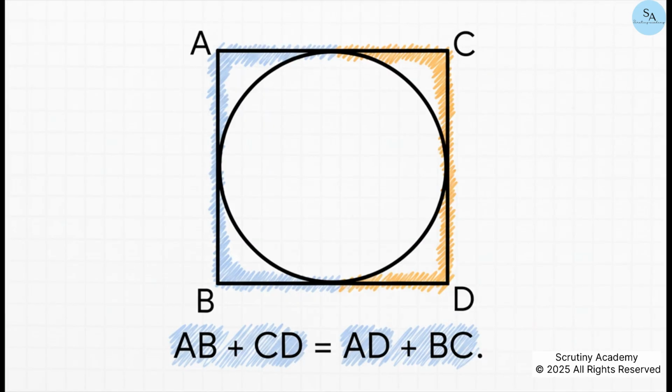Okay, let's try a different kind of problem. This is a classic proof question, and it's all about Theorem 2. So we have a quadrilateral, ABCD, and it's drawn around a circle so that every side is tangent to it. We need to prove that the sum of opposite sides are equal. Now this looks kind of tricky, right? But it's actually just a super clever use of our second theorem.